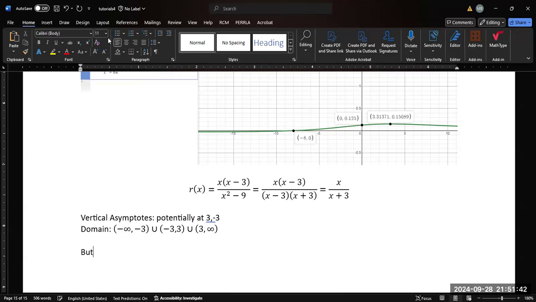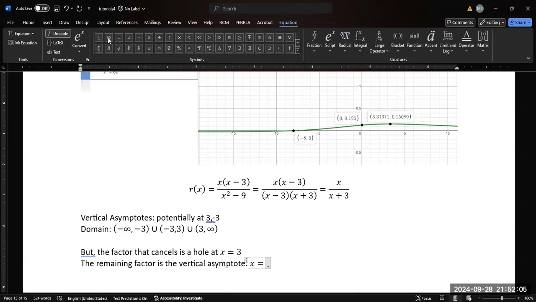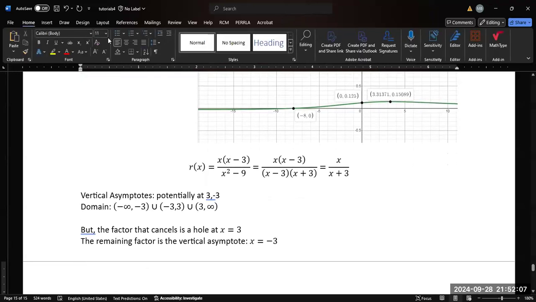But the factor that cancels is a hole at x equals 3, and the remaining factor is the vertical asymptote at x equals -3. So there is one vertical asymptote and one hole.